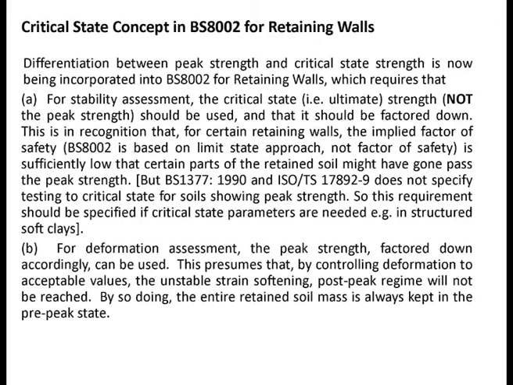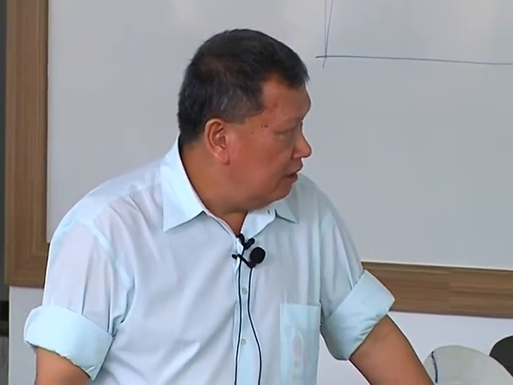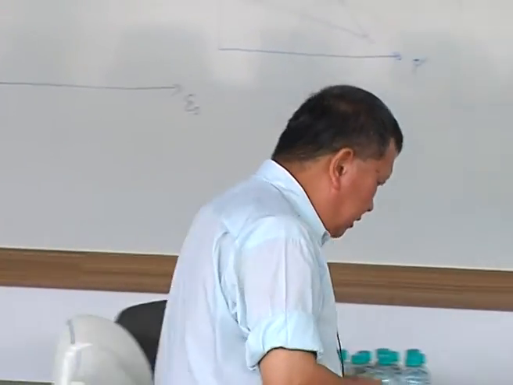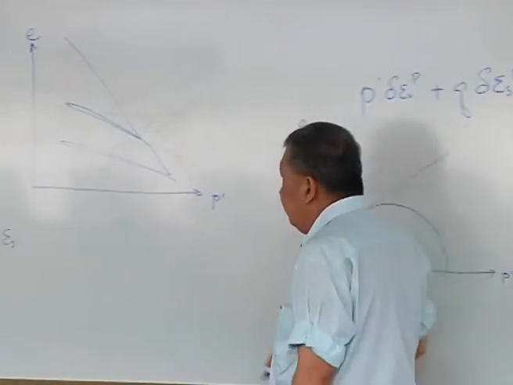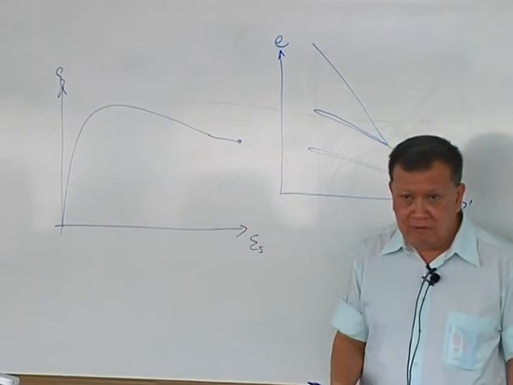Basically, what they say is that you should not allow your soil to be stressed past a certain percentage of the peak strength. Typically about 70% to 80% of the peak strength. There is a factor that is given, which they call the strength mobilization factor. So if you look at this stress-strain curve, the British Standard says that if you are looking at stability, you would use this point, which is the ultimate state.